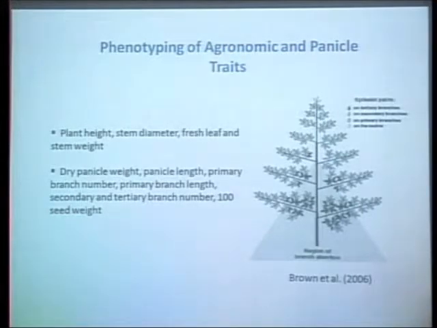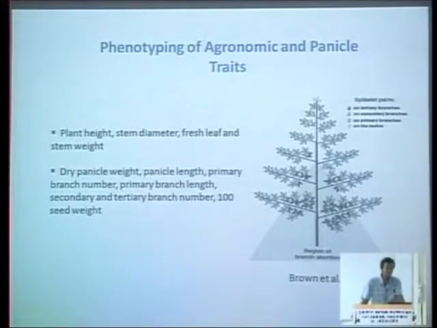Data on plant height, stem diameter, fresh leaf weight, and stem weight, as well as other traits, were measured as agronomic traits. On the panicle, dry panicle weight was measured after oven drying for 2 days at 70 degrees, and panicle length was also measured from the same panicle.